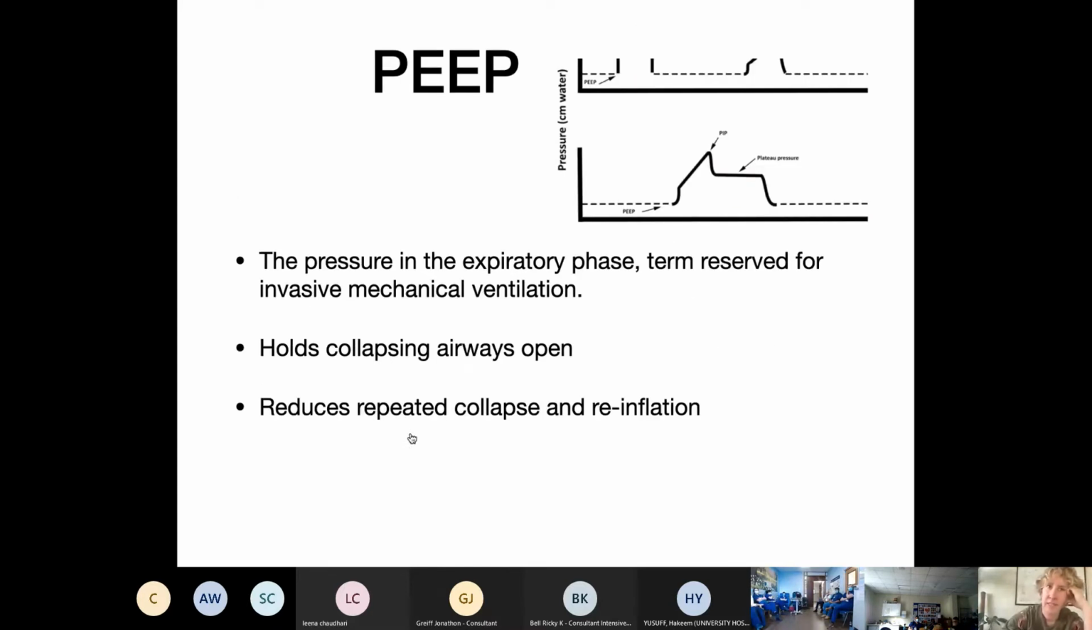So next in the list was PEEP, which is positive end expiratory pressure. As the name describes, it's the pressure in the expiratory phase, and it's really a term reserved for invasive mechanical ventilation. It holds collapsing airways open and reduces repeated collapse and reinflation. In the graph here, the dashed line at the bottom on a pressure time graph demonstrates that you're going to have that baseline above atmospheric, positive end expiratory pressure applied.